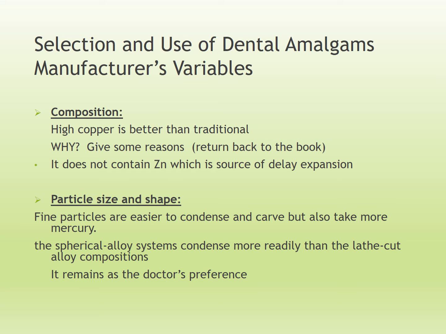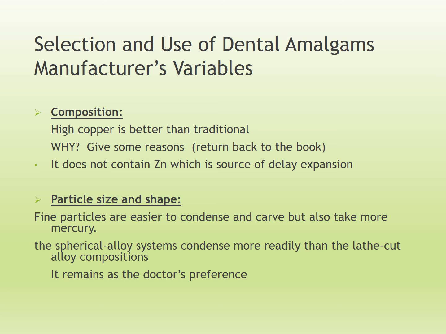The variables that are under the control of the manufacturer are composition, particle size, and shape. As for the composition, high copper is better than the traditional, because as we mentioned before, the rate of marginal breakdown is most certainly lower, and the resistance to creep has improved significantly, but so has the resistance to corrosion, and there is increase in the compressive strength.